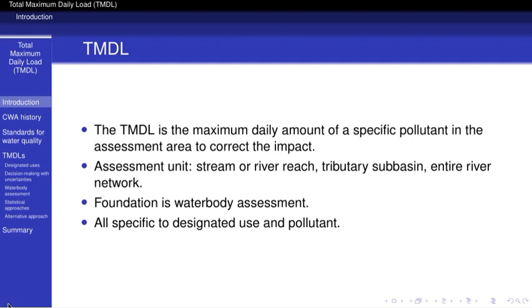How an assessment unit is analyzed is critical to properly identifying designated use status. It should be specific to a designated use in that assessment area and a specific pollutant.